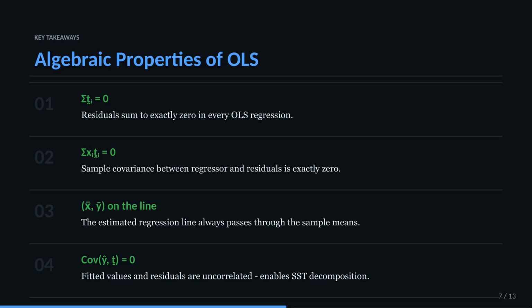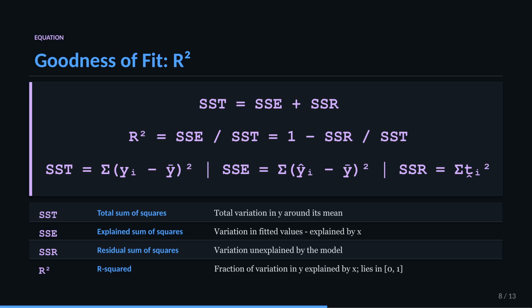Now let's talk about goodness of fit. Total variation in y can be decomposed into explained variation and unexplained variation. In symbols, SST equals SSE plus SSR. R squared is the fraction of total variation explained by the regression. An R squared close to 1 means the line tracks the sample data closely. An R squared close to 0 means the line explains little of the variation in y. But a high R squared does not prove causality, and a low R squared does not mean the slope estimate is useless.